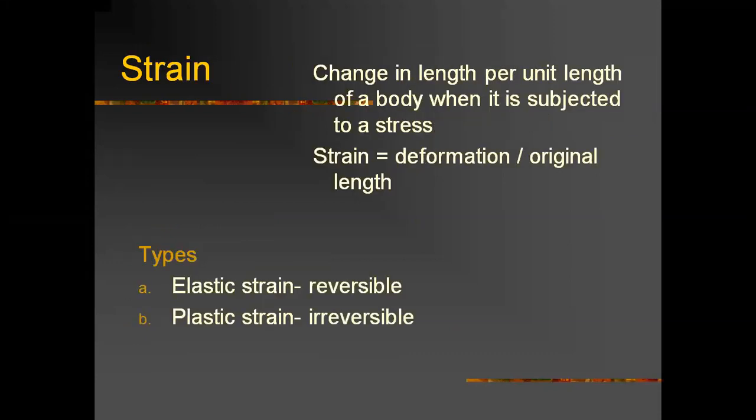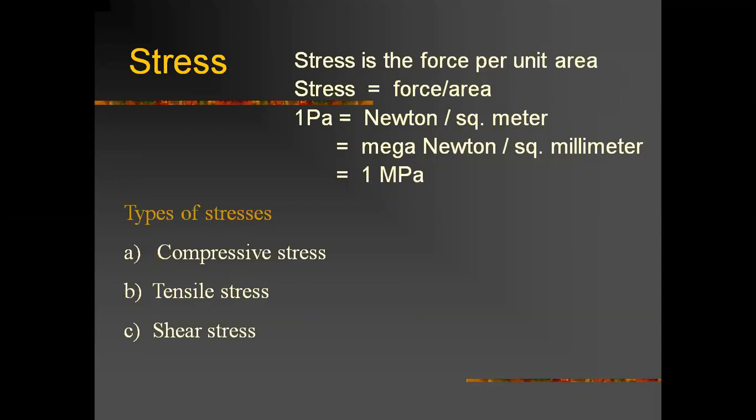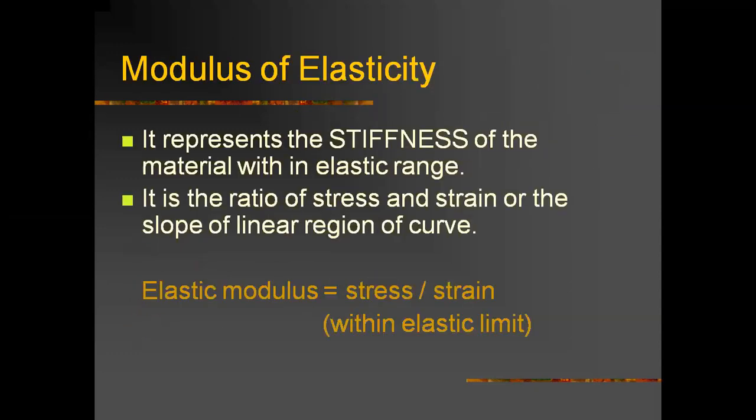Now strain, what is stress? What is strain? You all should know modulus of elasticity is what? Stress by strain. Now stress by strain is the modulus of elasticity. It represents the stiffness of a material within the elastic range. Means if you pull the material until the modulus of elasticity, it will come back to its original form. Beyond it, it will rupture. It represents the stiffness.